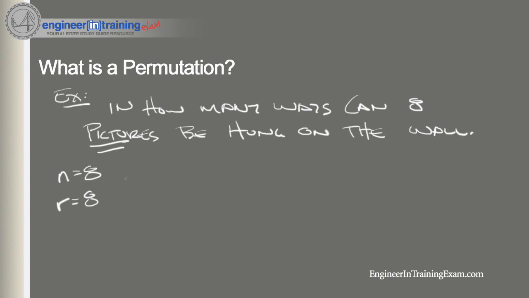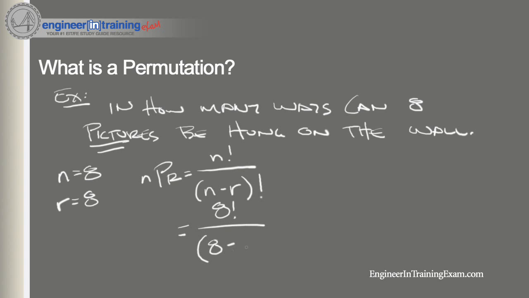So taking our permutations equation that we defined before, we have n factorial divided by n minus r factorial. And all we need to do is plug in the values for this specific problem. We have 8 objects, so n is going to equal 8, and we want to hang all 8 of them on the wall at the same time, so r equals 8.